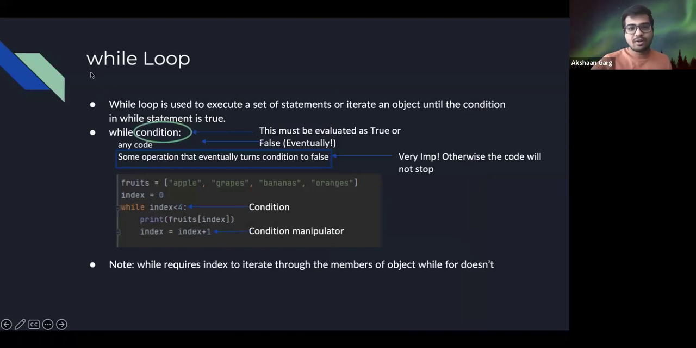So we just learned about the for loop. Now we have our while loop, right? So what does the while loop do? It also executes.